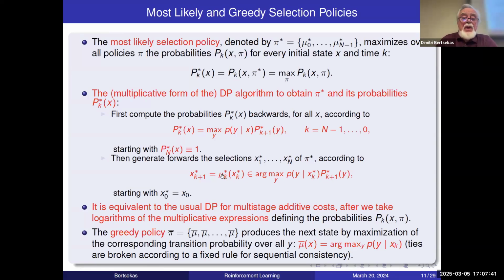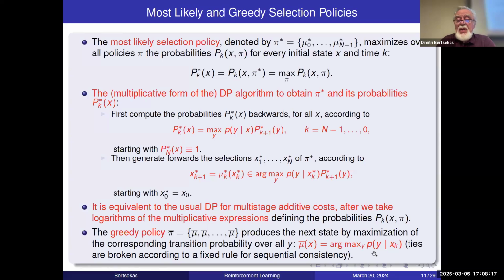Now, be it multiplicative or additive, it is still a very, very hard algorithm, right? Because this has to be done for all stages or for all states. The greedy policy, on the other hand, which I denote by mu bar, produces the next state by maximization of the corresponding transition probabilities over all y. So given that we are at state x, we look at all possible next states, consider the corresponding transition probabilities, and find the one that has maximum probability. That's the greedy policy.